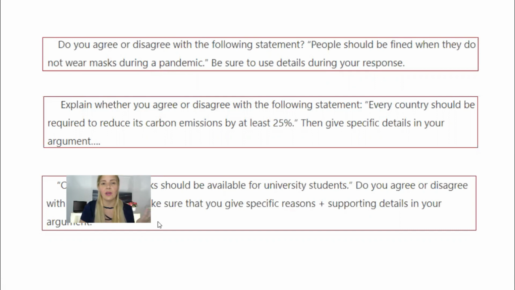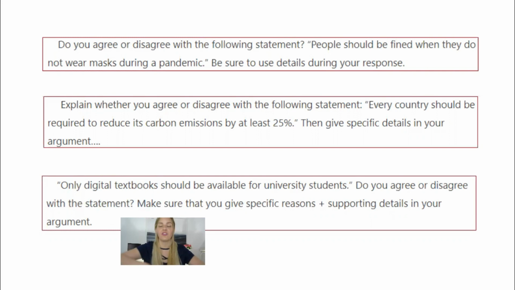So look, do you agree or disagree with the following statement? People should be fine when they do not wear masks during a pandemic. Be sure to use details during your response. So if you want to keep talking about the topic, you can just ask questions, and just go further, just look into the topic together with the student, or basically just use it as an icebreaker or a warm-up, or the way you prefer.